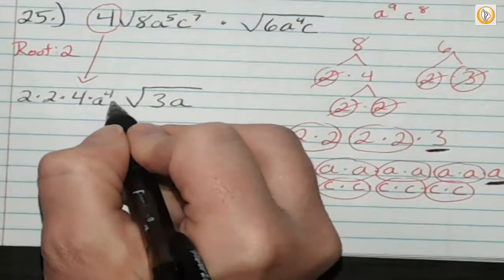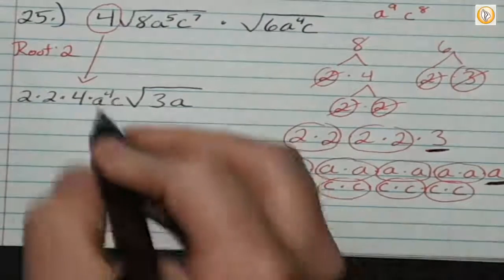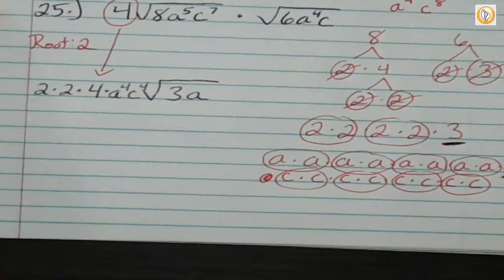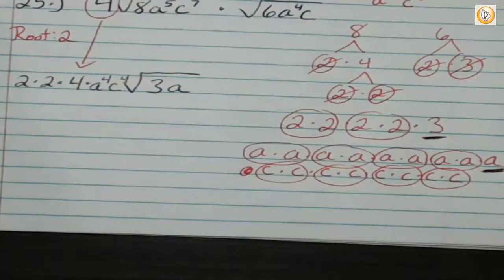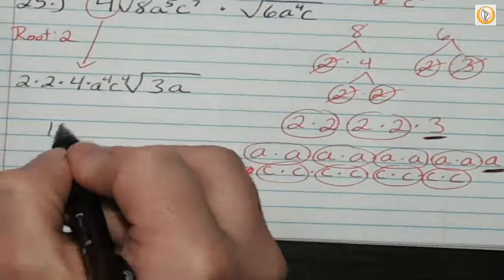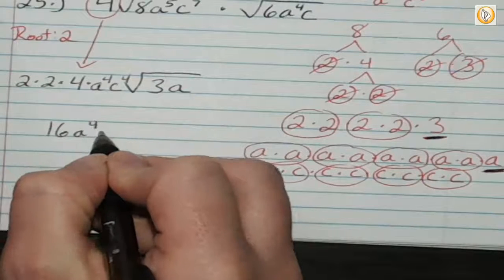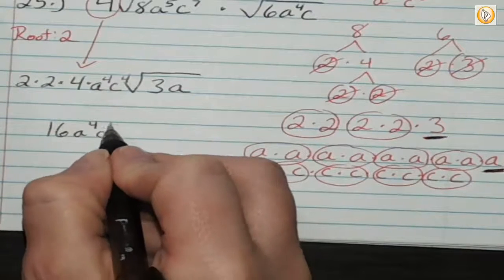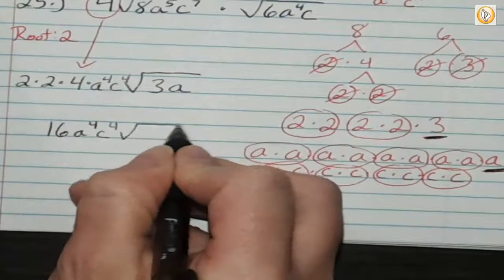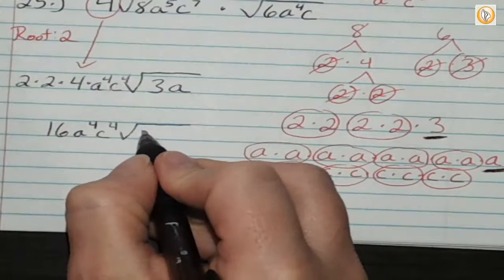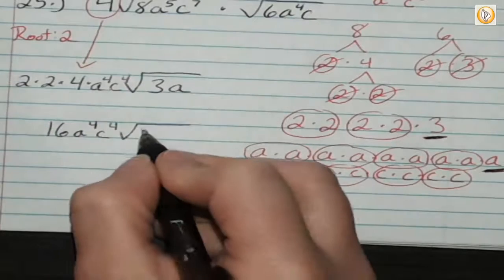Times how many A's? 4. A to the 4th and C to the 4th. Do y'all see that? Mm-hmm. And that gives you 16 A to the 4th, C to the 4th. Oh, sorry, I was counting the C's. My bad. C to the 4th times the square root of 3A.